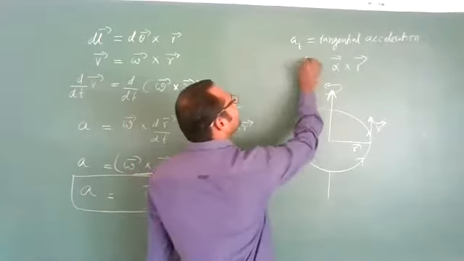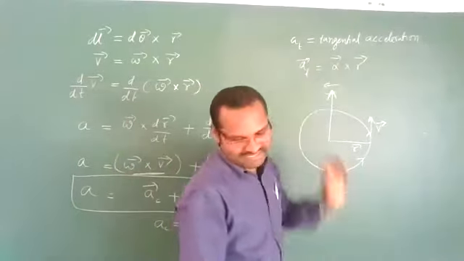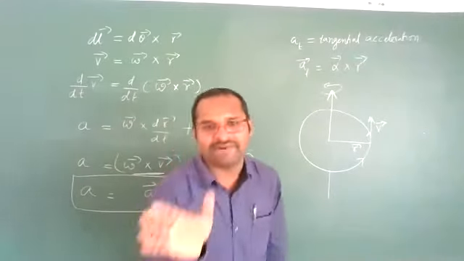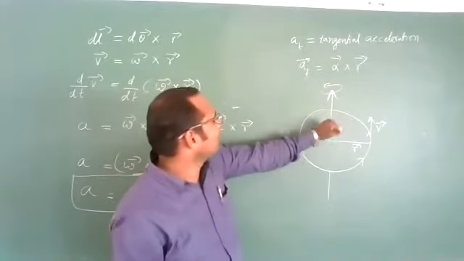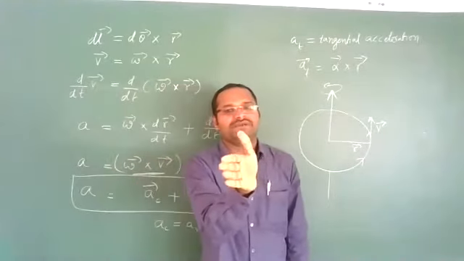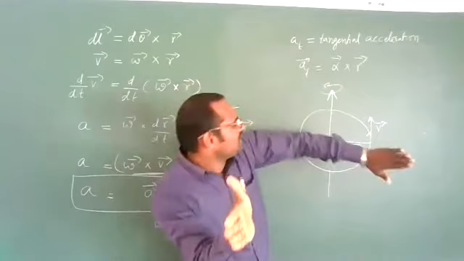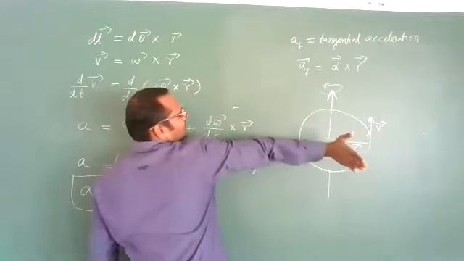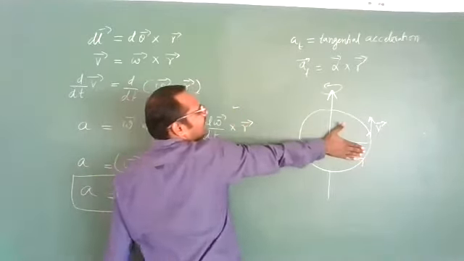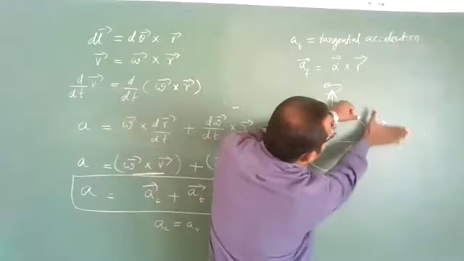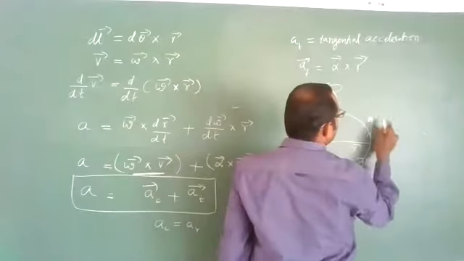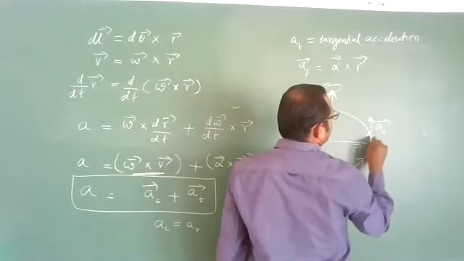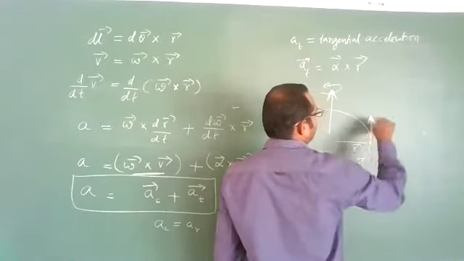See here, it is alpha cross r, which means I am applying the cross product. Keep your palm in the direction of alpha. This is alpha, so I am keeping it. Cross r means in this direction r is there. So this is alpha, this is r, and my thumb is going in the direction of v. So your acceleration is in this direction.